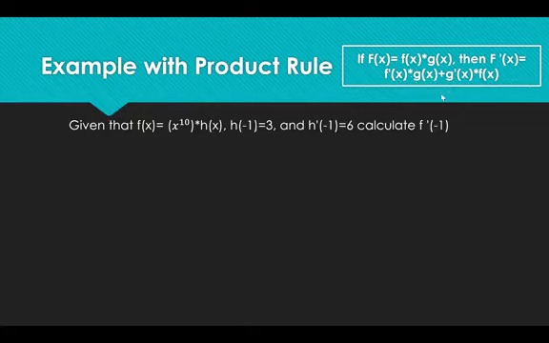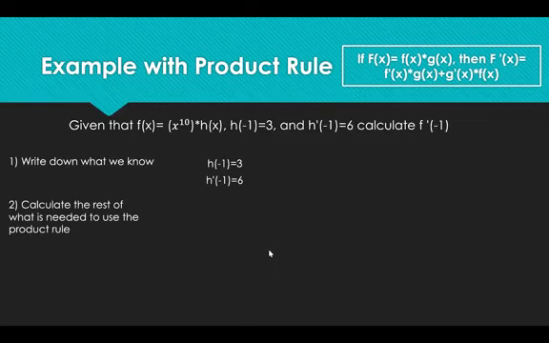We need to know what the two original functions are, and we need to know what the derivatives of the two original functions are, in this case at negative 1. We are already given a lot of information for that. Let's first write down what we know. We know that h of negative 1 is 3, and we know that h prime of negative 1 is 6. So we already have two components of what we need. The only other thing we need is our first function and the derivative of our first function at negative 1. So let's calculate the rest of what we need to know.